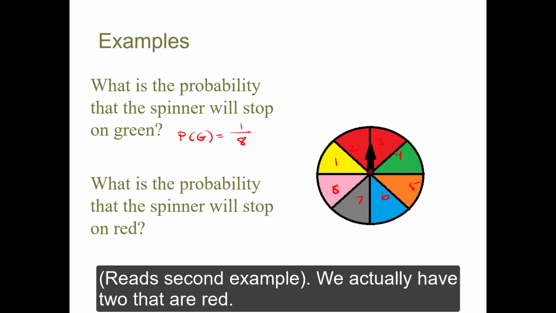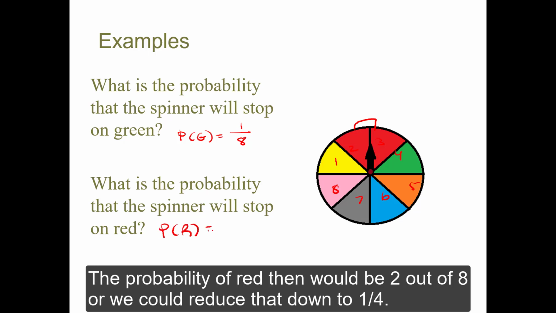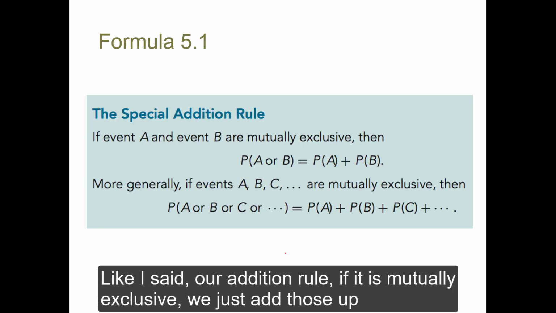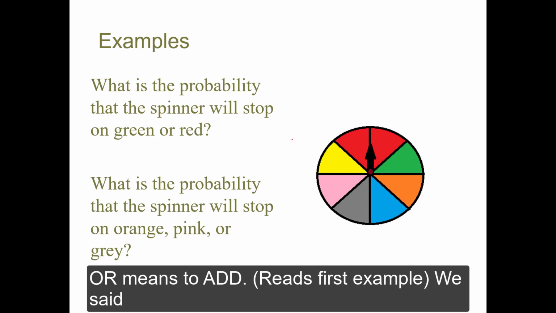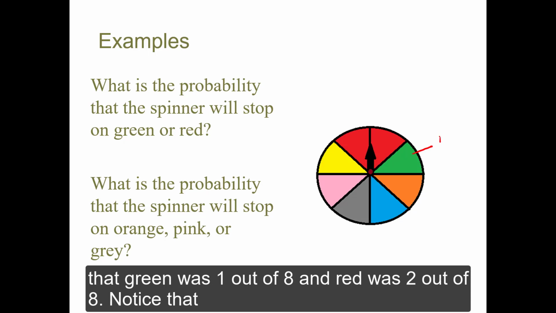What is the probability that the spinner will stop on red? Well, we actually have 2 that are red, so the probability of red would be 2 out of 8, or if we reduce that down, 1/4. Like I said, our addition rule, if it's mutually exclusive, we just add those up. So or means to add. What is the probability that the spinner will stop on green or red? So we said that green was 1 out of 8, and remember that red was 2 out of 8.